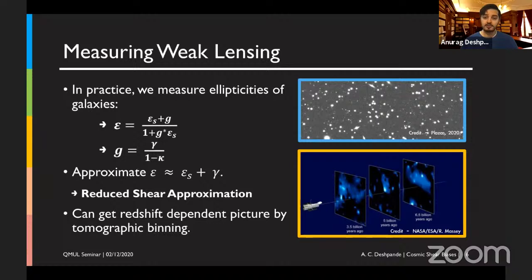And then to really get a redshift dependent picture, we can bin the galaxies that we observe in redshift bins and measure power spectra for each of these bins.